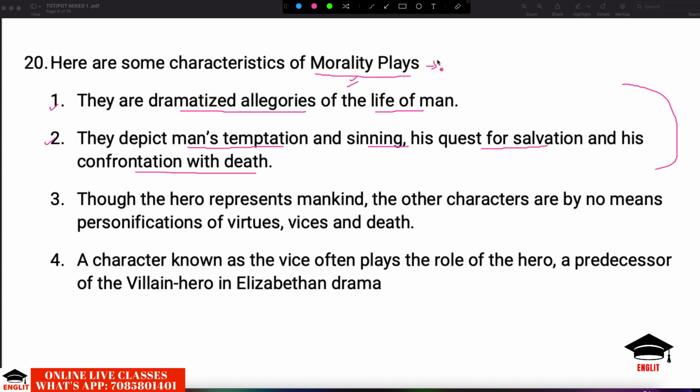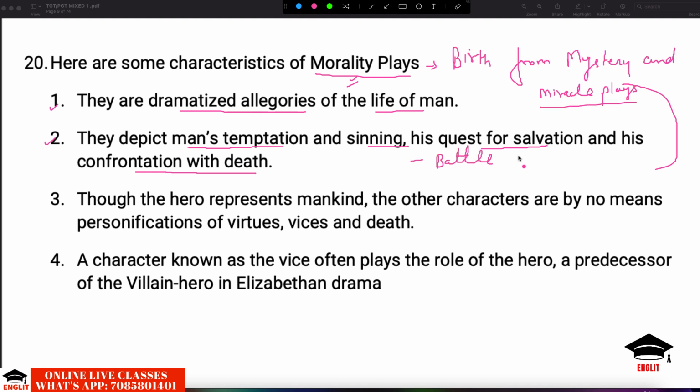Actually, morality plays took their birth from mystery and miracle plays, and it is a battle between the evil forces and the good forces in the human soul. So in one sense, these 2 options don't apply. In one sense, this is the exteriorization of the inward spiritual struggle.